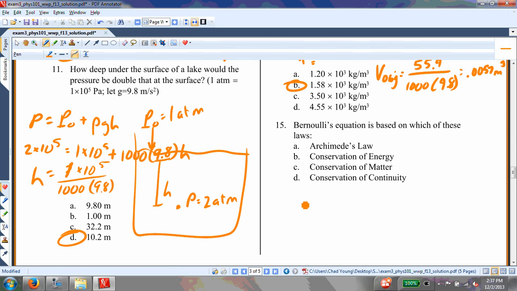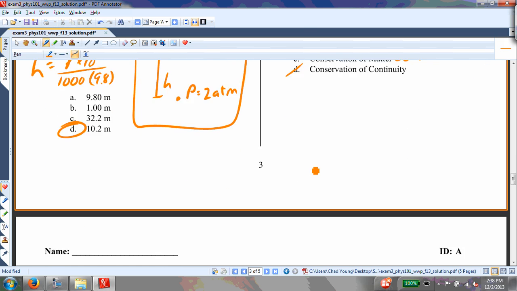Bernoulli's equation is based on the conservation of energy. That's in contrast to the equation of continuity. Or similarly, equation of continuity is based on the conservation of matter. These other things are not relevant. This is the equation of continuity. Archimedes' law is sort of on its own.